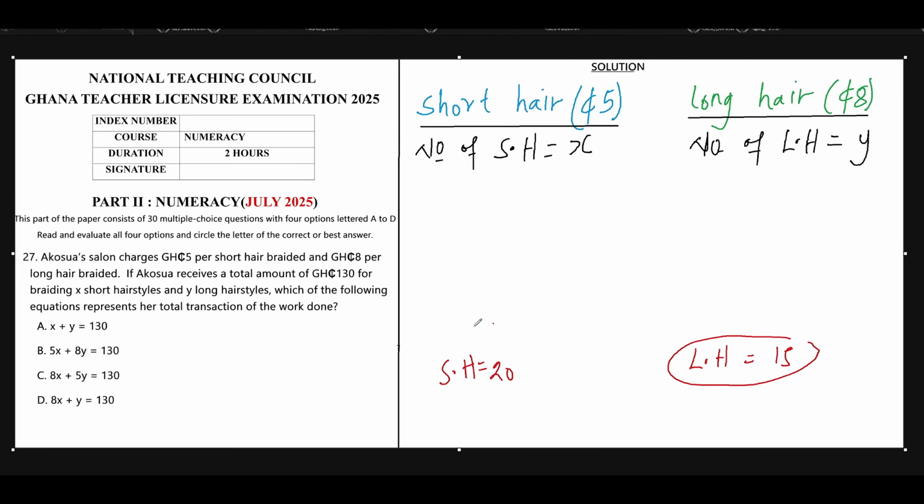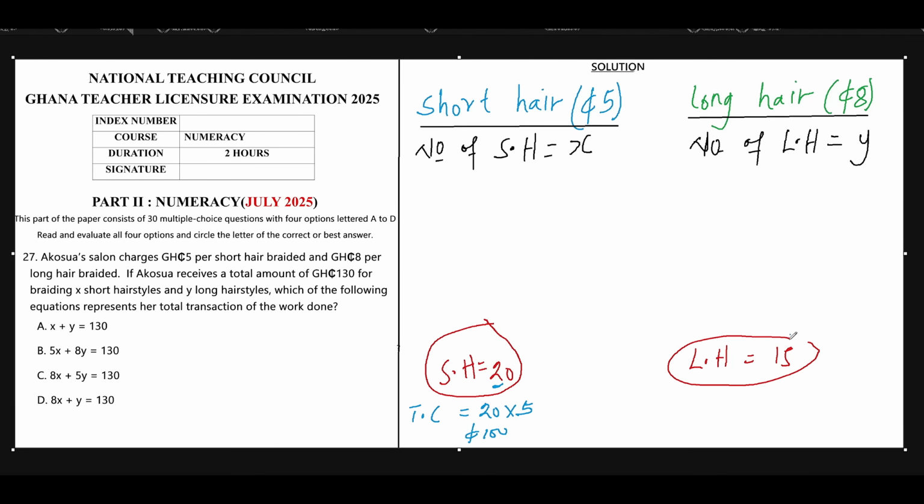Then how do we calculate the total cost? To calculate the total cost, first of all, we need to calculate the cost of short hairs and then the cost of long hairs. If the cost of a short hair is 5 Ghana cedis and this particular customer has braided 20 of the short hairs, then the total cost of short hair will be the number of short hairs braided, which is 20, multiplied by the cost of a short hair, which is 5 Ghana cedis, and this will give 100 cedis.